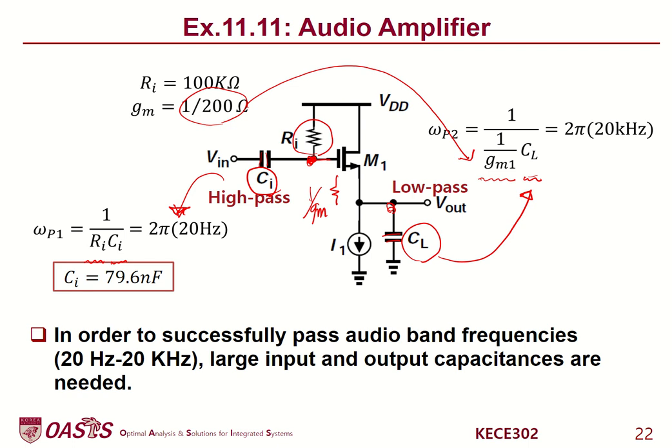And of course, the output pole frequency should be lower than 20 kilohertz, right? So based on this one, you can obtain CL. And for the input high pass filter, you have a pole location. So by putting 20 hertz, you can come up with a CI. So of course, by having CI, you can find the frequency, or by having the frequency, you can find the capacitance value.